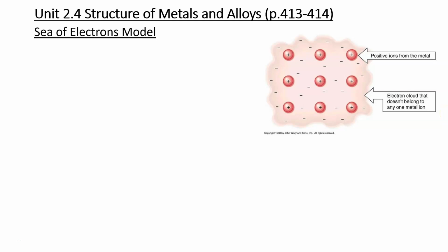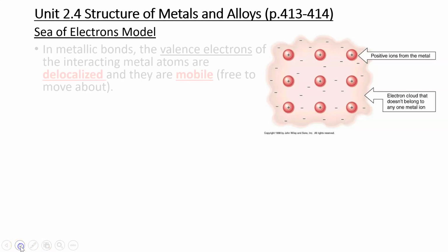All right, 2.4 is structure of metals and alloys. We're going to be talking about some factors that impact metallic bonds, and then we're going to talk about something called an alloy, which is a mixture of metals. We talk about metals in terms of the sea of electrons model, or the electron sea model, depending on who you ask what they would call that.